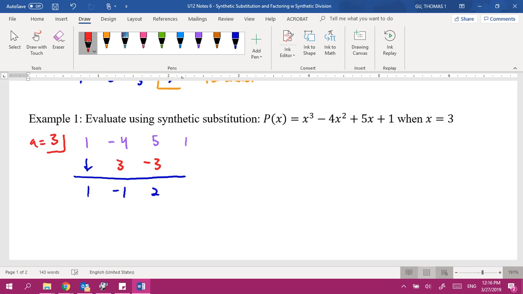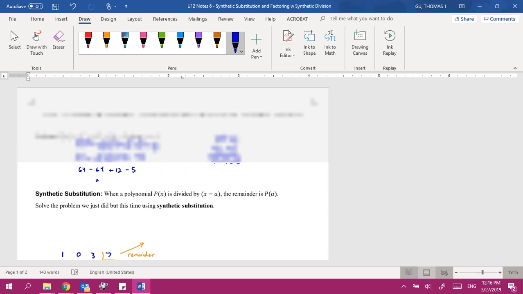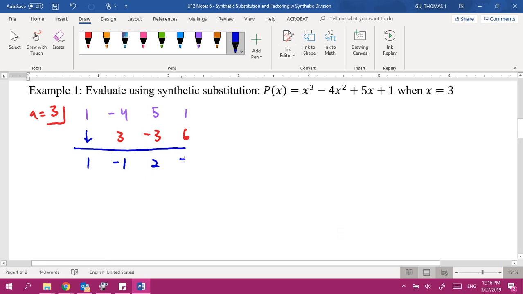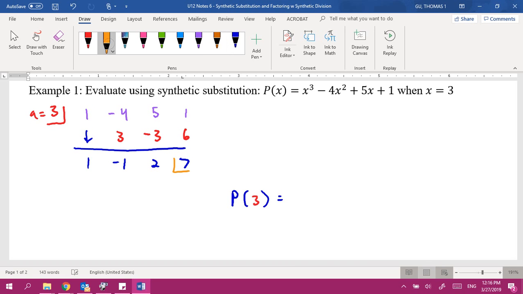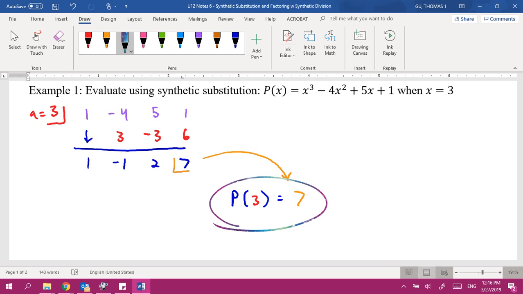2 times 3 is 6, and then 7. So what's my remainder? 7. Which means that when I plug 3 into this polynomial, so p of 3, what's the answer? 7, exactly. So p of 3 equals 7.